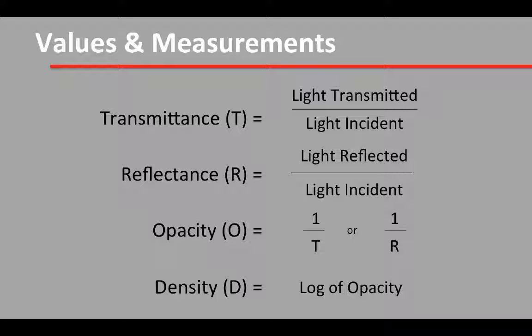Reflectance is exactly the same as transmittance, except it's not being transmitted through something, it's being reflected off. But the formula is the same: light reflected divided by light incident.